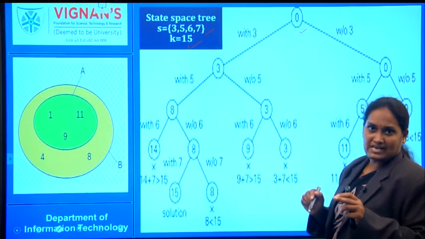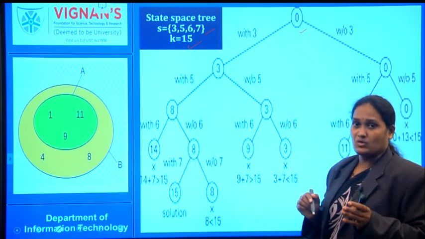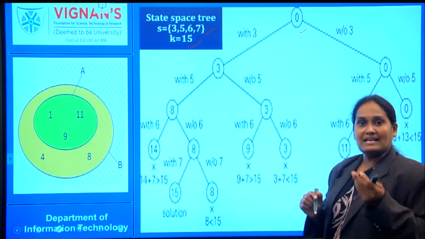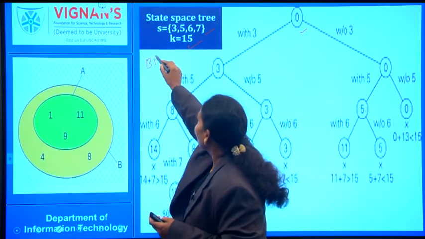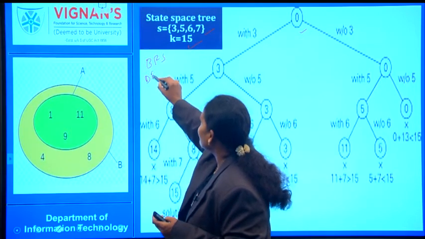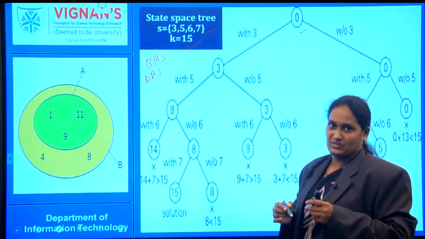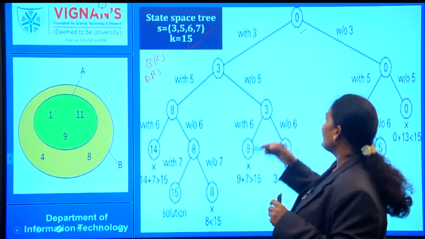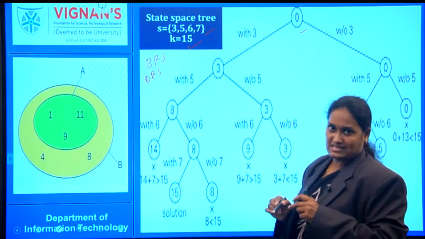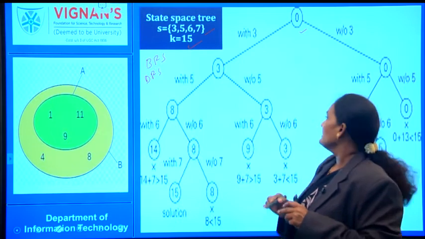Always the root node starts with 0. I already said, while explaining the state space tree, that we can construct the state space tree in the BFS way or in the DFS way, that is, breadth first search or depth first search. In both ways we can construct the state space tree. Now here we are going for depth first search in constructing this particular state space tree. Now let us see it.